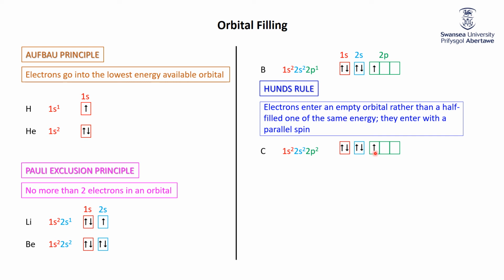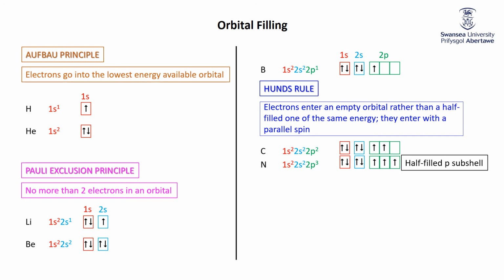Hund said that electrons will enter an empty orbital rather than a half-filled one of the same energy. So in other words, it's going to go either here or here. It's not going to go in the one that's already got an electron in it, and it enters with a parallel spin. So I'm going to put it in pointing up. Nitrogen: where's that 3rd p electron going to go? Well, according to Hund's rule, it's going to go in that one empty one right there.